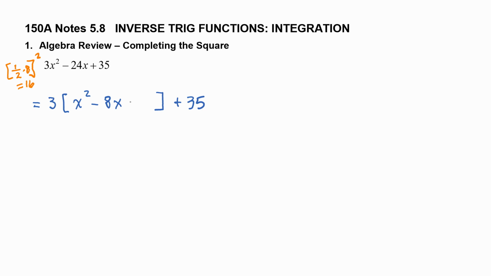So inside here, I wish I had a plus 16, but we can't add in a term without counteracting it, otherwise we've changed the expression. Now you have to be careful to remember that you're not really adding in 16. What you've really added in is 3 times 16, which is 48. So then to counteract that, you have to subtract 48 on the outside. Now what we've really done is added 0. We've added 48 minus 48. And then to write this in factored form, we would get 3 times the quantity x minus 4 squared minus 13.